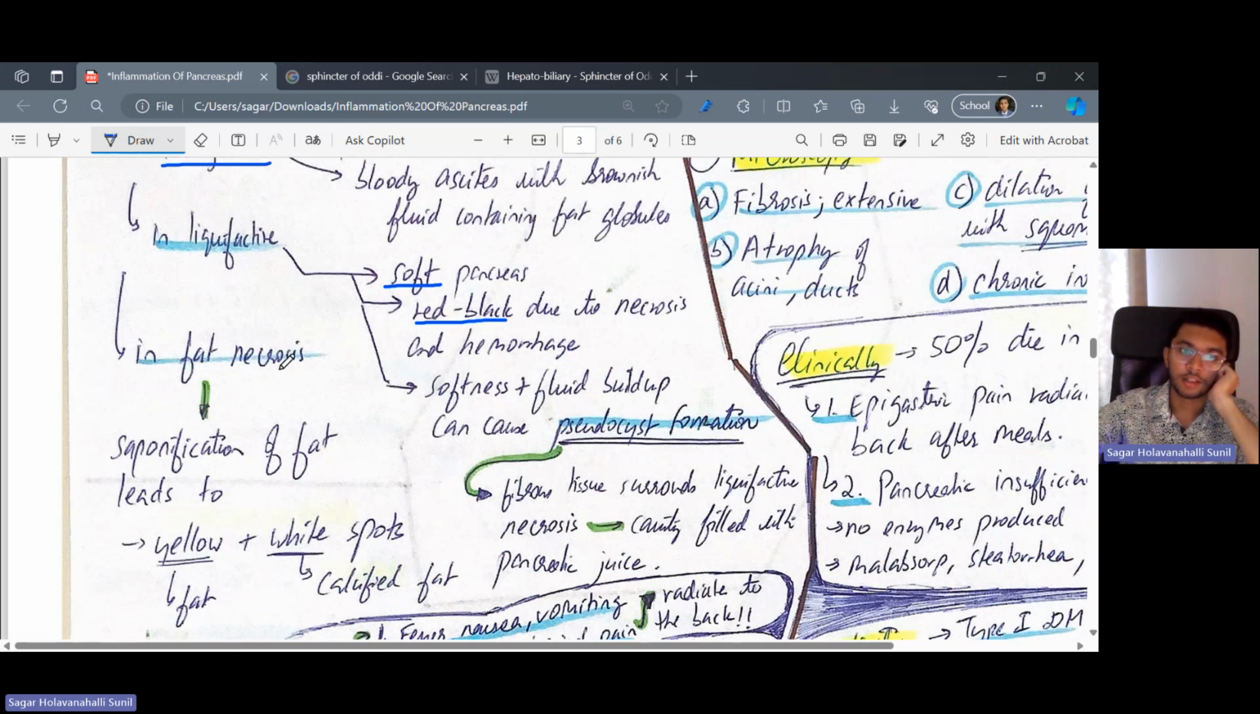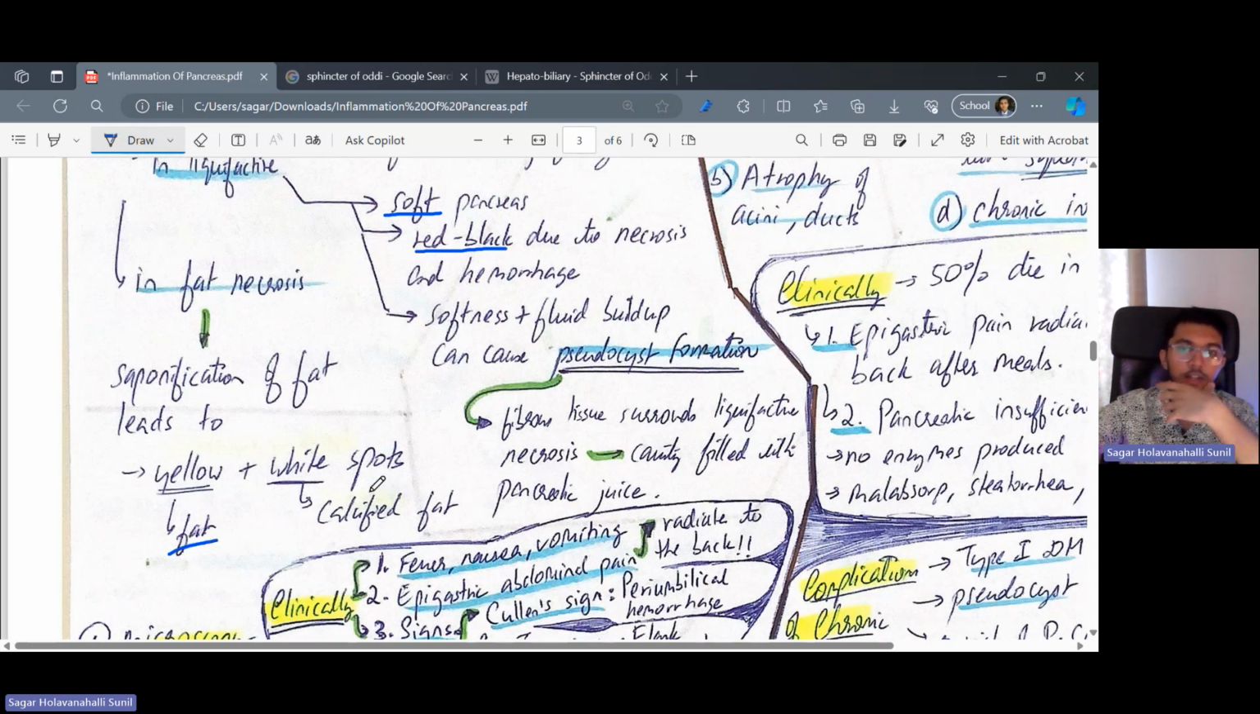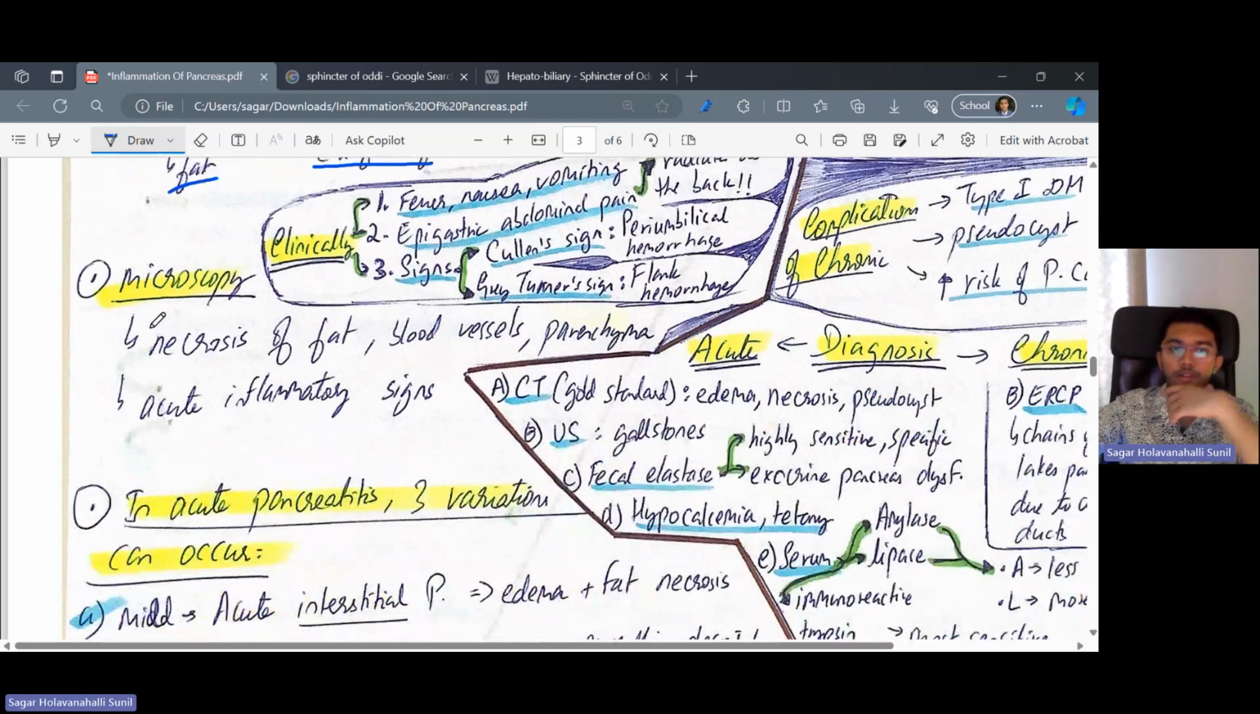Now, in the case of fat necrosis, when there is necrosis of fat, saponification of fat usually also occurs. This can lead to yellow-white spots. Why yellow? Because obviously there's fat. Why white? Because there's calcification of fat that occurs along with saponification. Now, microscopically, typically you have acute inflammatory signs, very basic necrosis, blood vessel necrosis, parenchymatous necrosis. Just mention that.